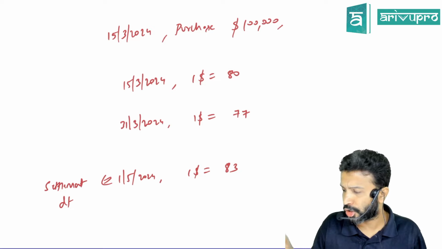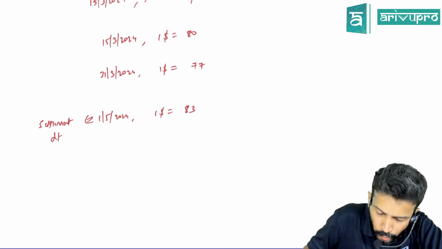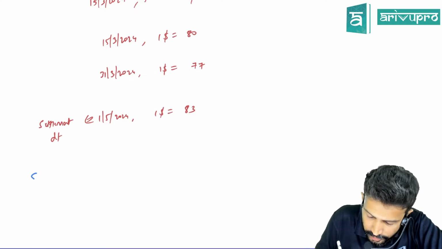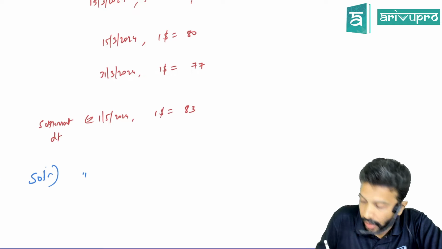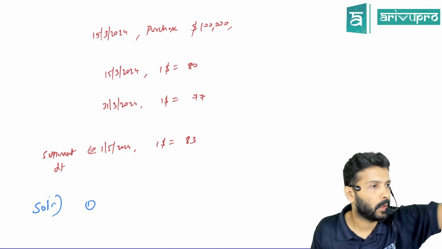It could fluctuate and become anything. I've assumed some random rates. Now you will have to tell me the accounting treatment for all this. Solution. First tell me the provision. What does AS 11 say?